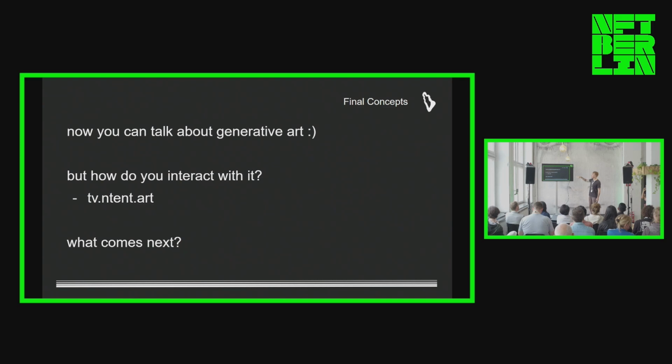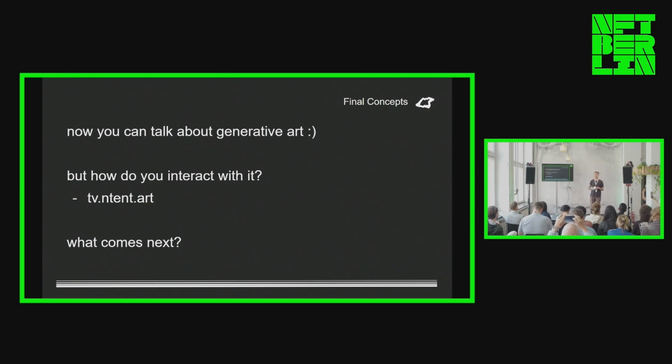But how do you view generative art that's interactive, and how do you interact with it? So we see art displayed on TVs and on projectors, but a lot of this art is interactive. You can click on it, you can play with it. So how do you interact with art that's being displayed in a gallery setting? Well, I suggest you check out tv.ntent.art. I have an experiment with my dissipation piece that's for gallery viewing, where users can turn their phone into a remote control.